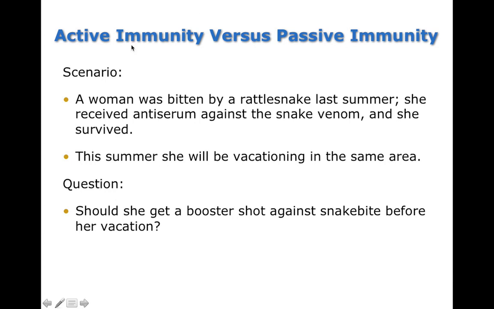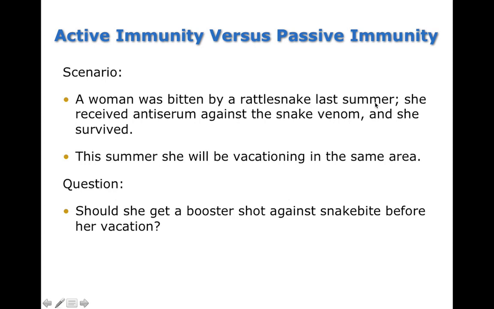When you think about active immunity, this is where you're exposed to an antigen and you're actively creating cells against that antigen. Now, this doesn't always occur, because you can also have passive immunity. Passive immunity is where you can get some immunity in some form, but you're not training or developing cells against that antigen.